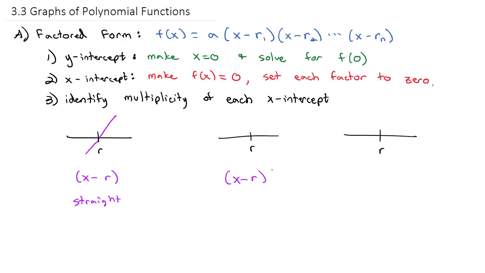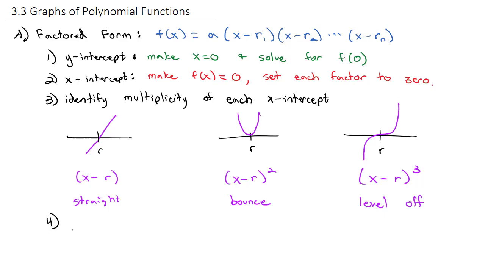Now, if our factor x minus r is squared, what it's going to do is bounce at that point. And it could bounce up or it could bounce down, but it's not going to cross that point. It's going to bounce at that point. If we've got a cubed power, we're going to say it levels off at that point. And it might come in from the bottom or the top. It doesn't matter which direction it comes in from, just like the others. But what you're going to see is this leveling out motion at the root.